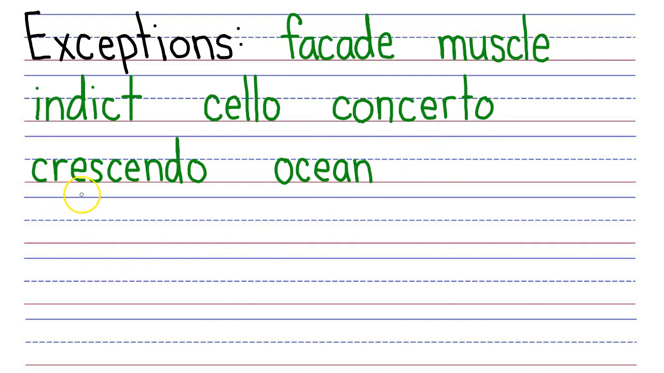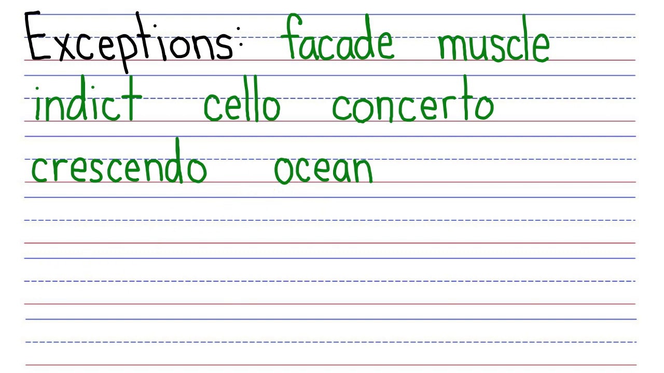And then here we've got the word crescendo, where the SC makes the same sound as SH, the sh sound. Crescendo. And over here, in the word ocean, CE makes the SH sound, sh, for ocean. So those are exceptions. There's not very many exceptions, but you will find one from time to time. And I just want you to be aware of that.